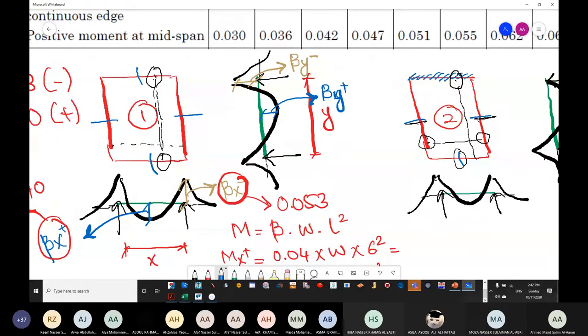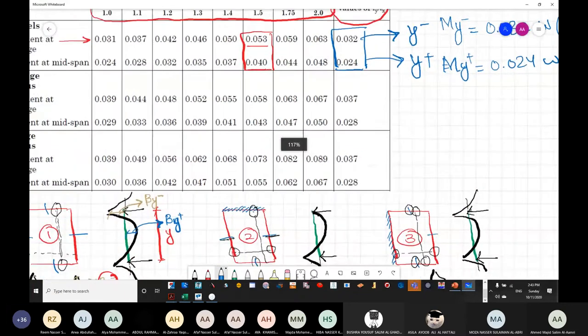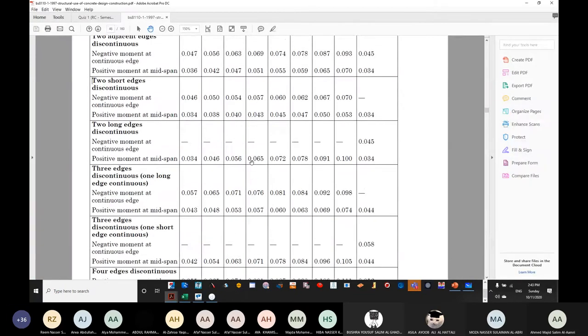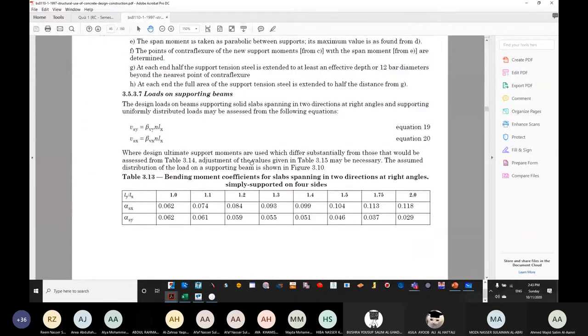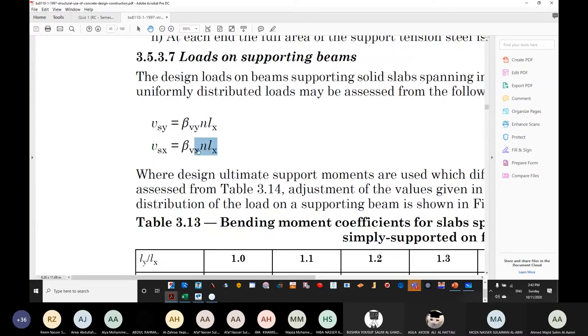Mister, it should be 6 square or 9? 9, yeah. Once again, I say, for the Y portion as well, the equation of moment is going to be beta multiplied by W multiplied by Lx square, whether you are talking about Y or X. The dominating is always x. Even when you calculate V, which is shear force, whether you are talking about y or x, it's always Lx.